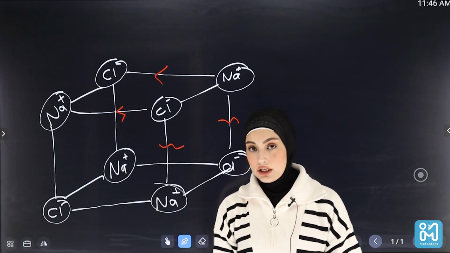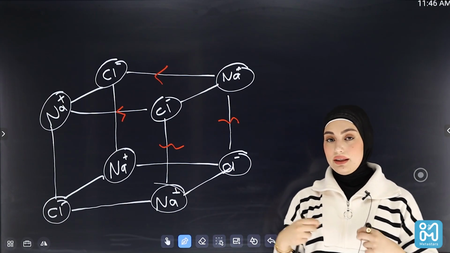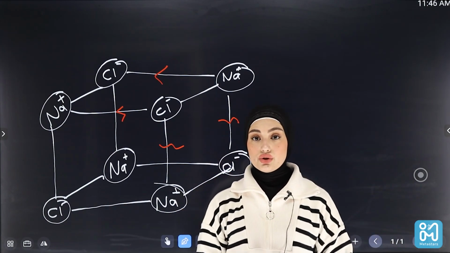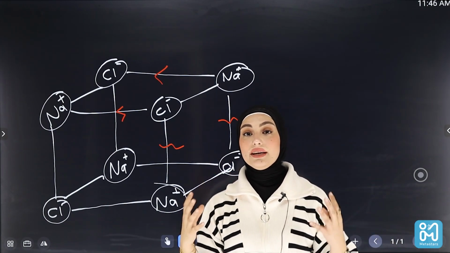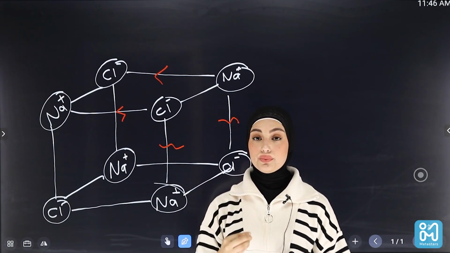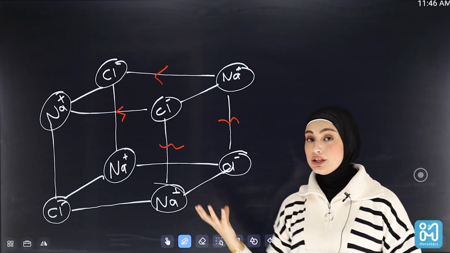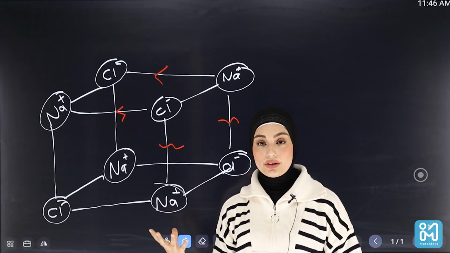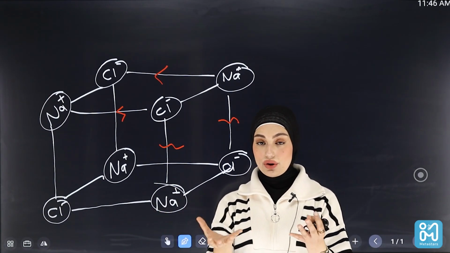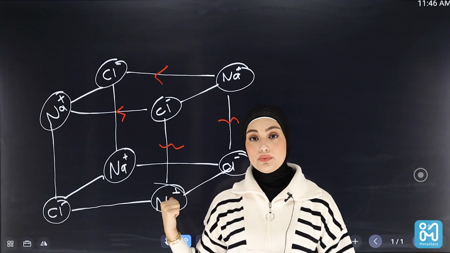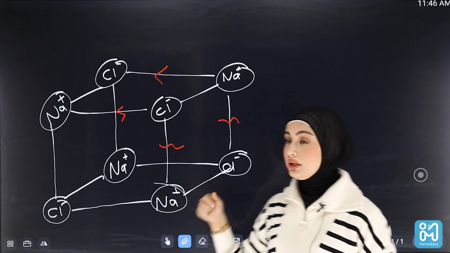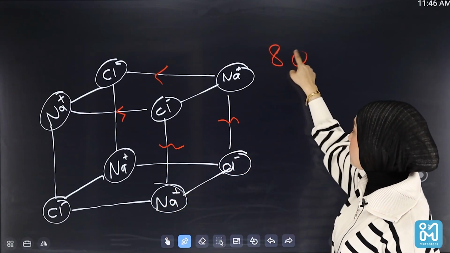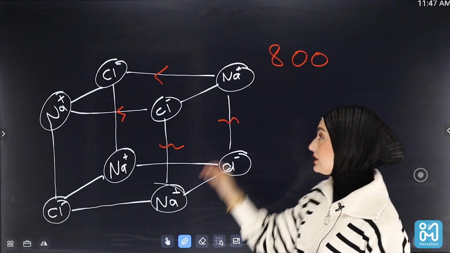The electrostatic attraction is very strong. It acts in all directions. So for sure you need a very high amount of energy in order to break all these bonds. That's why the melting point for sodium chloride, and by the way, sodium chloride is the table salt that you use in your home, is around or more than 800 Celsius.